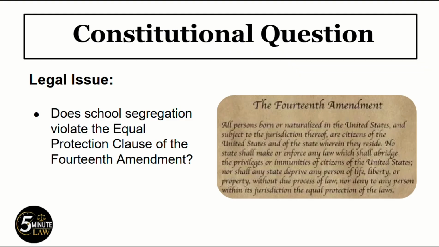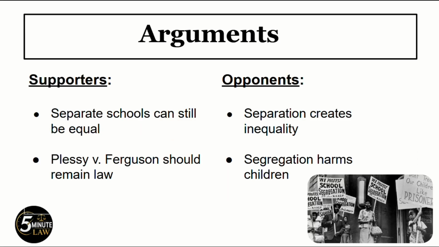The Supreme Court had to decide whether separating students by race violated the Equal Protection Clause of the 14th Amendment. The justices questioned whether schools could truly be equal when students were separated based solely on race. Supporters of segregation argued that separate schools could still provide equal education and that previous rulings should remain. The opponents argued that segregation itself created inequality and harmed black children, even if the schools appeared similar.